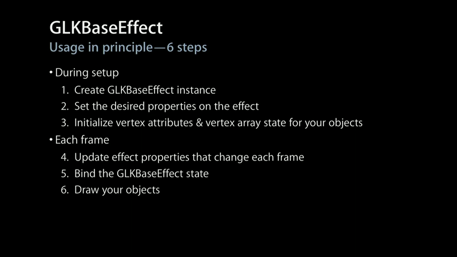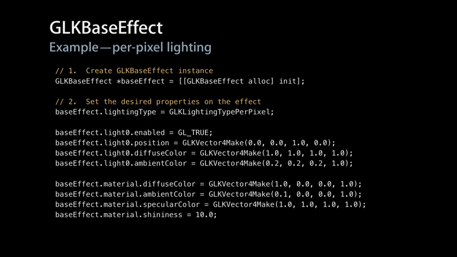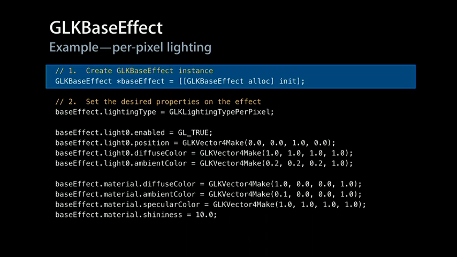The important thing to remember about the base effect is that it's handling your graphics state and you handle all your geometry. So during setup, we'll create our base effect instance, set its properties like the color of the lights and the transformations and so on, and then you apply that to your existing vertex attributes and vertex array state. Then each frame, we update anything that's changed, like the transformations, then bind the base effect state and draw your objects. So let's take a look. Here's the first 2 steps. Now, it looks like a lot of code, but it's really just setting a bunch of properties.